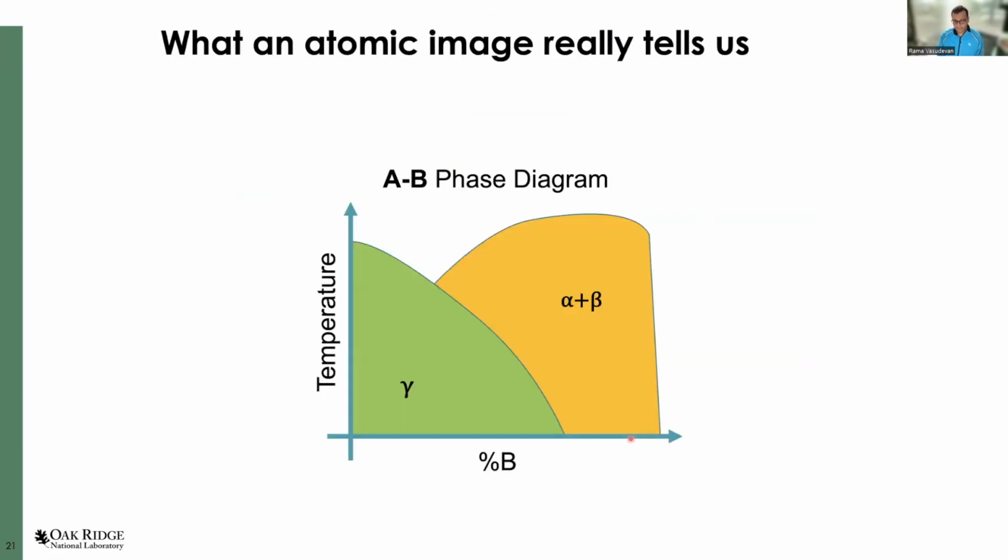So let's have a simple test case. Let's go back to a simple A-B phase diagram and think about what an atomically resolved image really tells us. By the way, I'm saying atomically resolved image, but it could also be atomically resolved images combined with other kinds of multimodal spectral data that give us macroscopic insights as well, and I'll get to that in the subsequent part of the talk. But first, let's say we're just looking at atomically resolved images, and those images can come from a very simple material system, which I'm going to call an A-B material system.